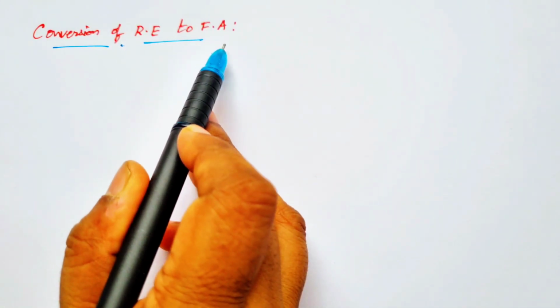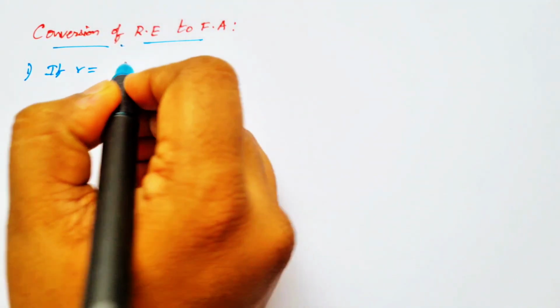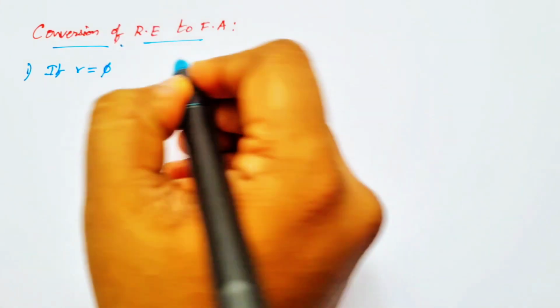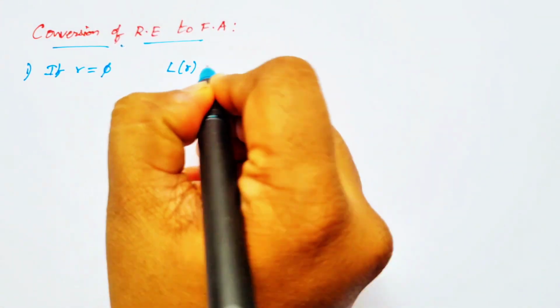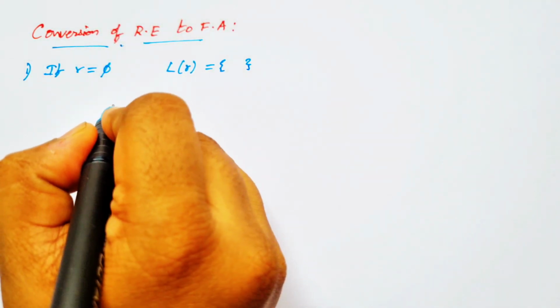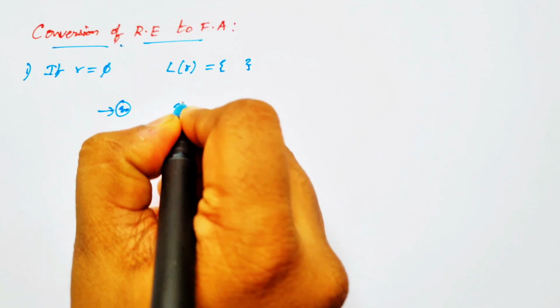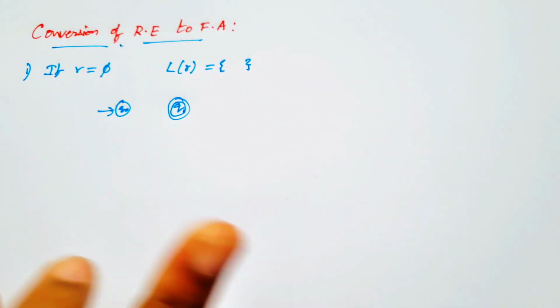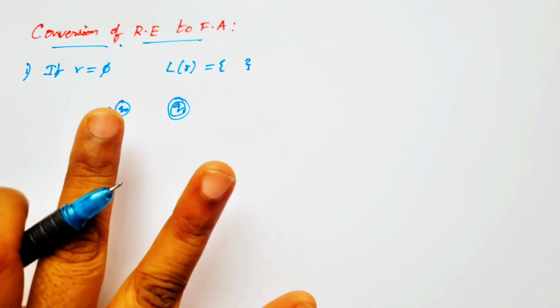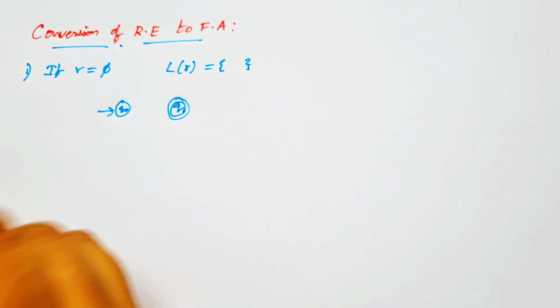Now let us see conversion of regular expression to finite automata. There are some basic rules. The first rule is, suppose the regular expression is phi, meaning the language contains no string, then the NFA will be like this. An initial state, and a final state, and no transition from this state to this state. This is the NFA for regular expression phi.